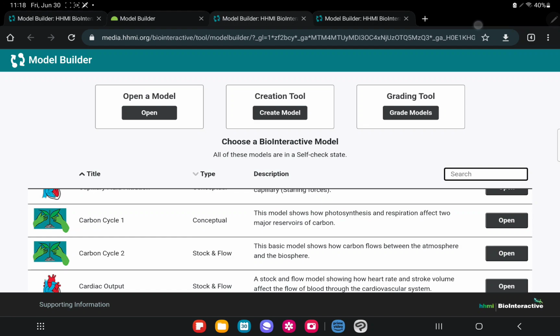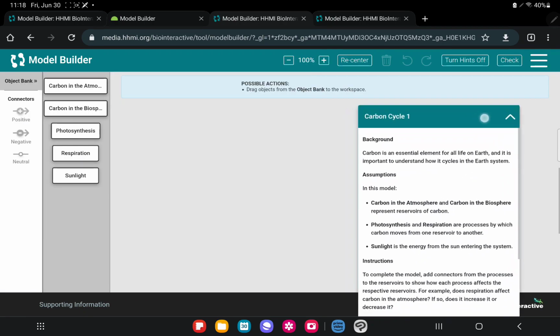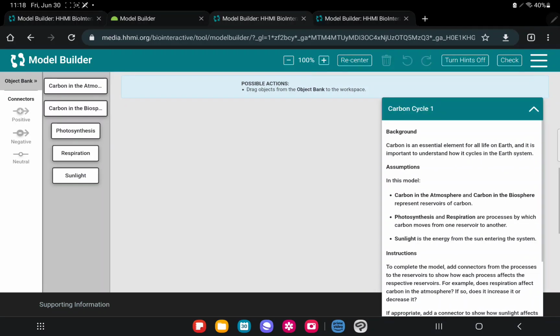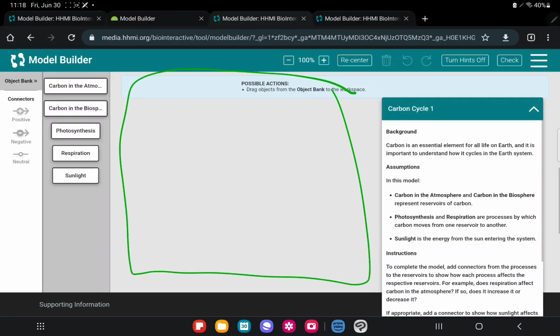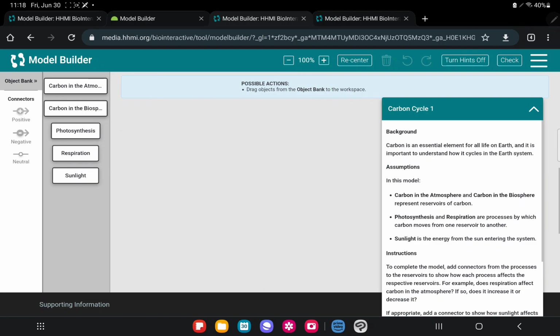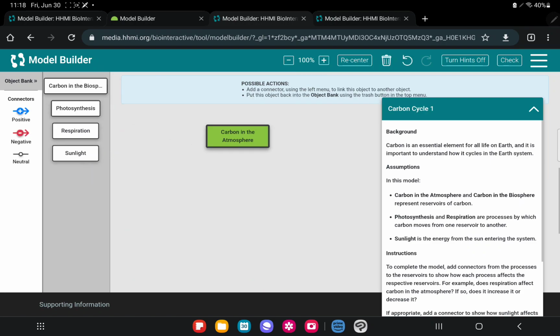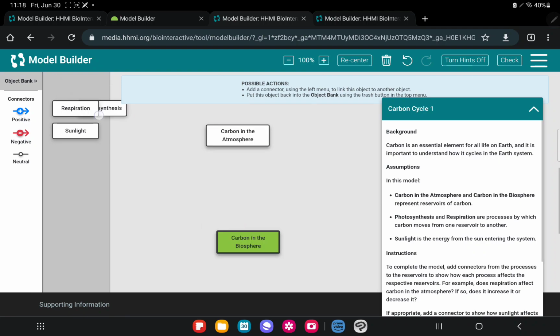So I'm going to click on this carbon cycle model and open it up. When we open it up, we have this workspace here, and we're going to drag the models into that workspace. So I'm going to just drag the different objects in here.